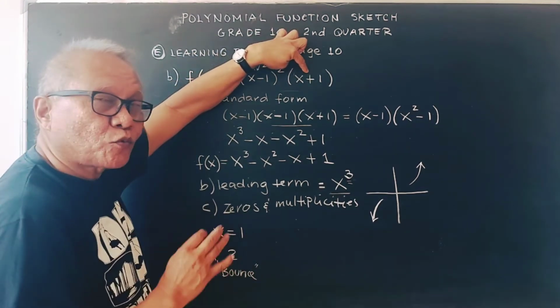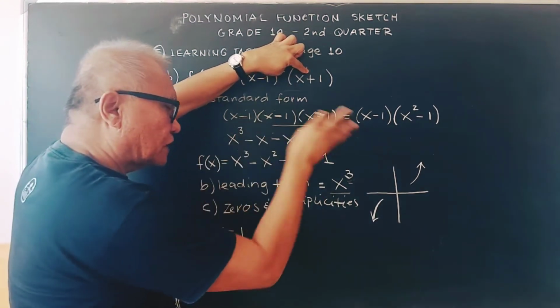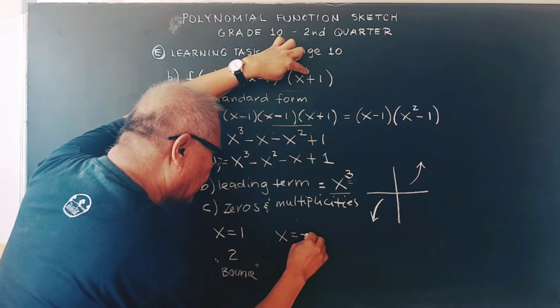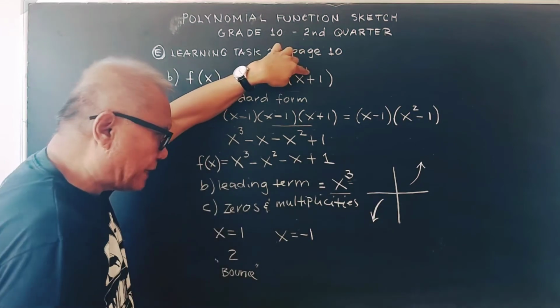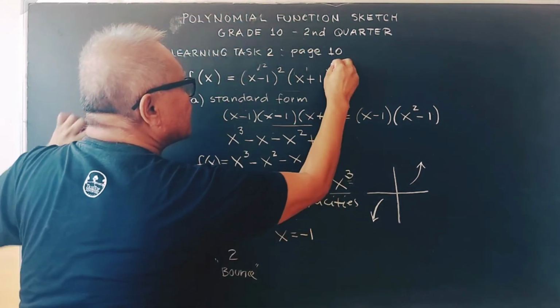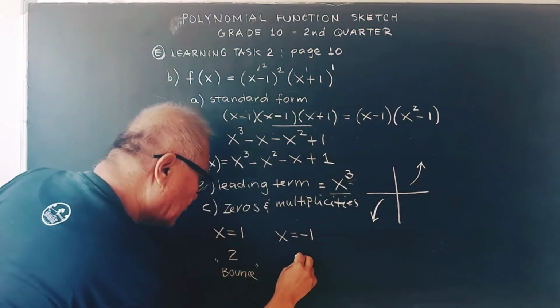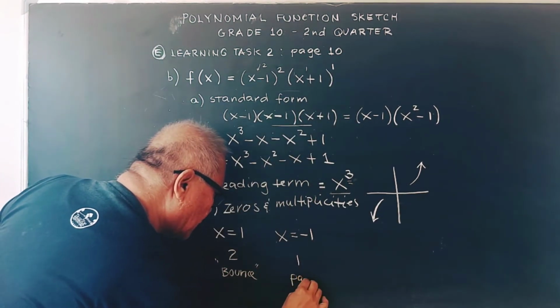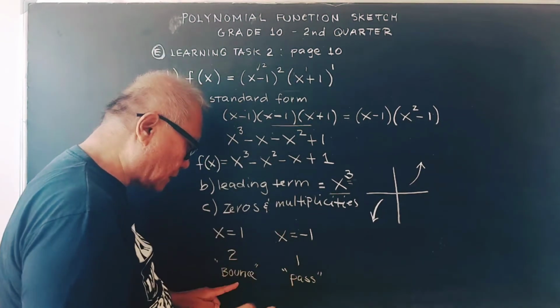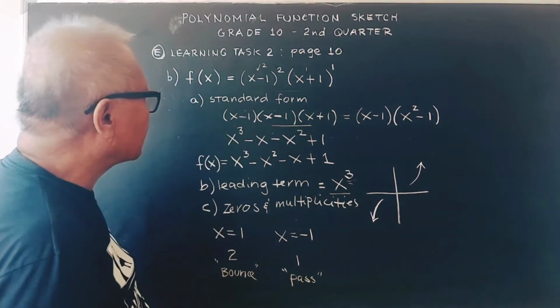Next is x plus 1 is equal to 0. Transpose: x is equal to negative 1. So the other one is x equal to negative 1. So therefore, here, the multiplicity is 1. So the curve will just pass here. Here, it will bounce. Okay, let us graph.